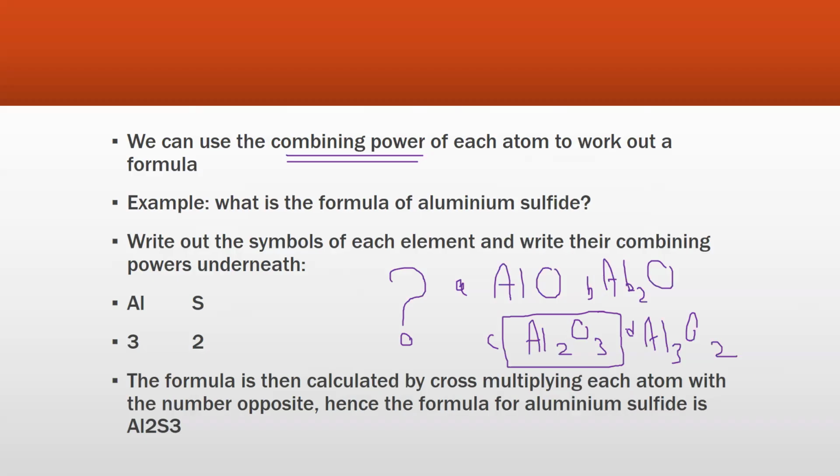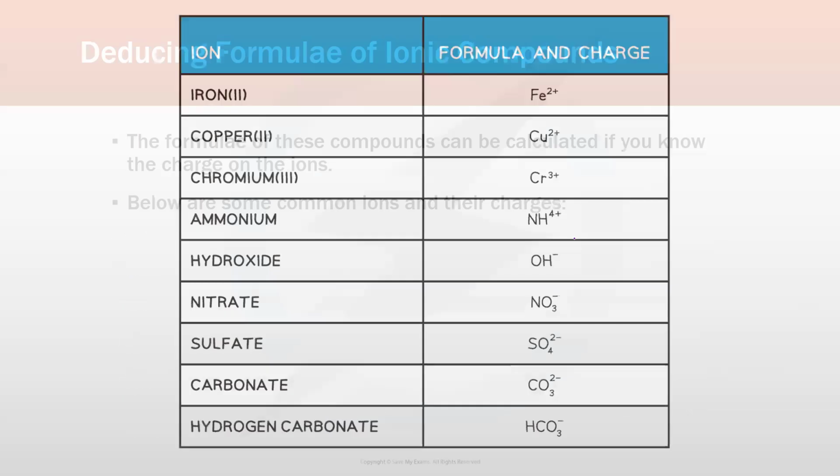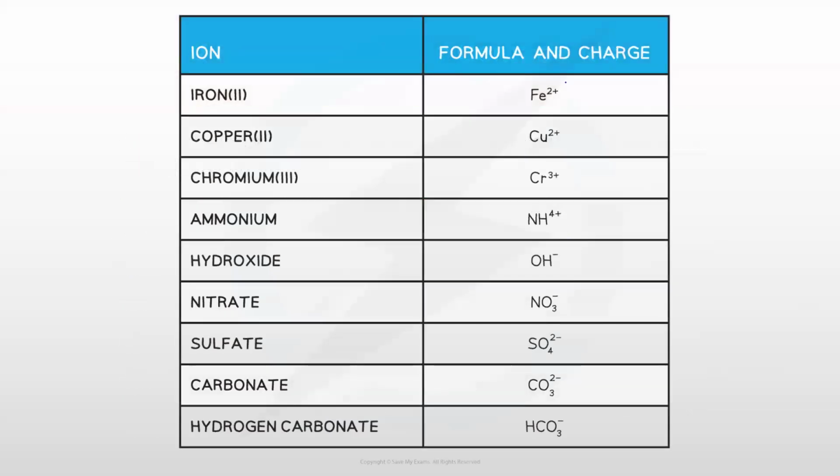Because aluminium loses... What is the charge of aluminium? +3. And oxygen? -2. Good. Why? Because oxygen is in group number 6. तो आपके पास Al2O3 हो जाएगा. कुछ आपको याद भी करने पड़ेंगे.